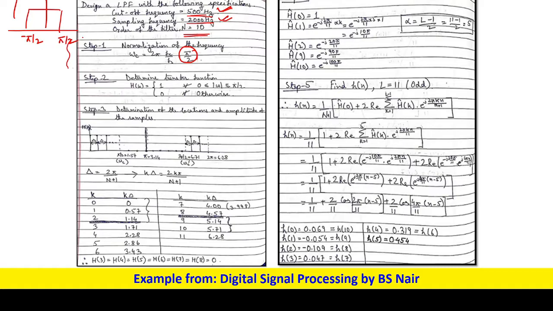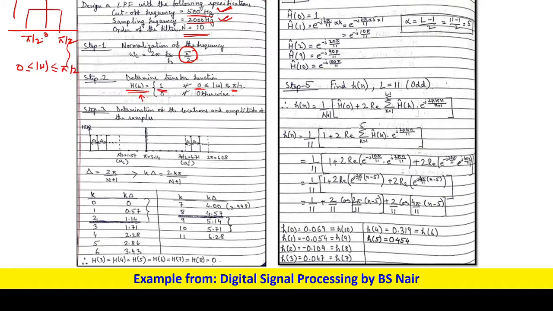Now determine the transfer function. H(k), where k denotes frequency, is given by 1 in the region of modulus of omega from 0 to pi by 2. Modulus of omega means 0 to pi by 2 will have a value of 1, right? So this is what it is.